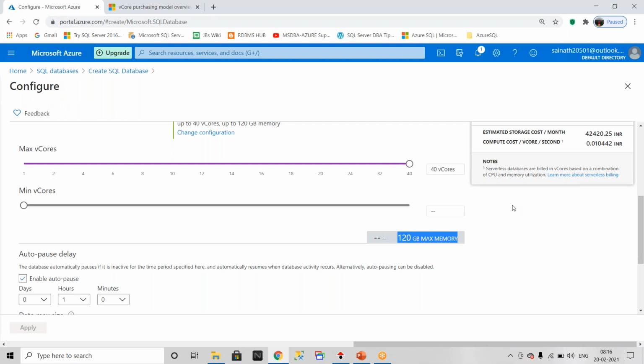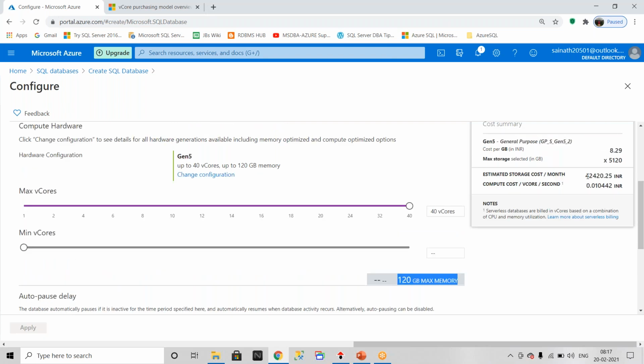Are they going to charge for the pause period? No, that is what serverless is. But we have storage, right? They don't deallocate storage. See the cost. Microsoft is not charging for CPU vCore; Microsoft is charging for vCore per second. For storage, Microsoft charges the estimated storage cost.